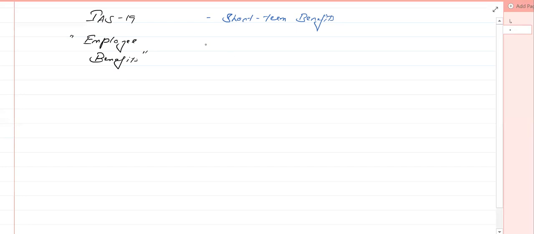And then we have the long-term benefits. Long-term benefits, as the name suggests, are the more than 12 months benefits, for example, long leaves. And then we have the post-employment benefits, which is the main concern of IAS 19. Post-employment benefits include the pensions, one of the main topics of IAS 19, which we are supposed to discuss. And then we have the termination benefits.